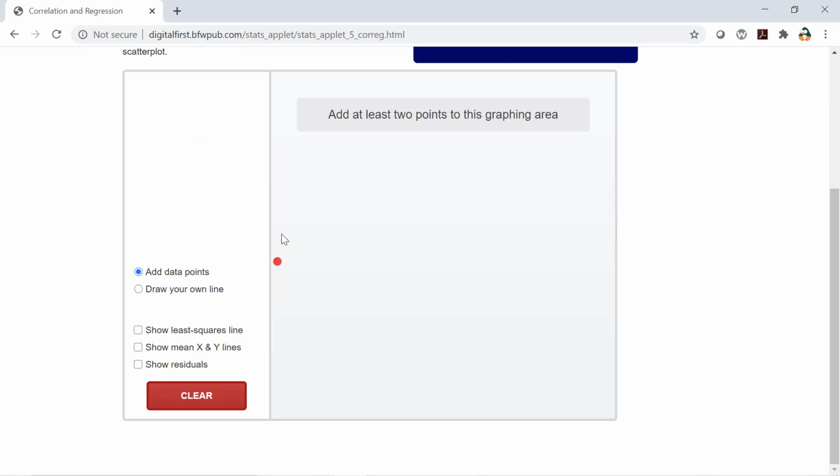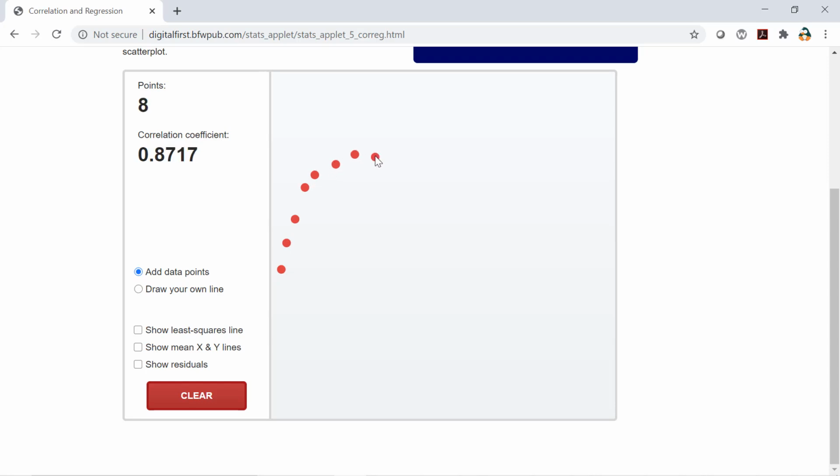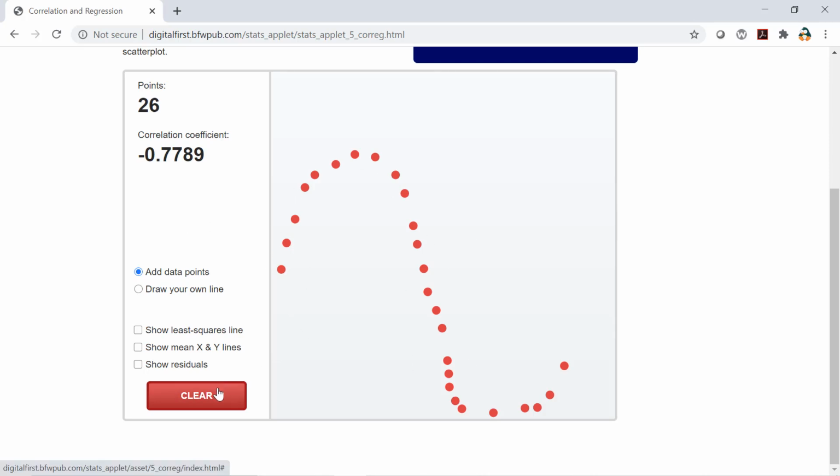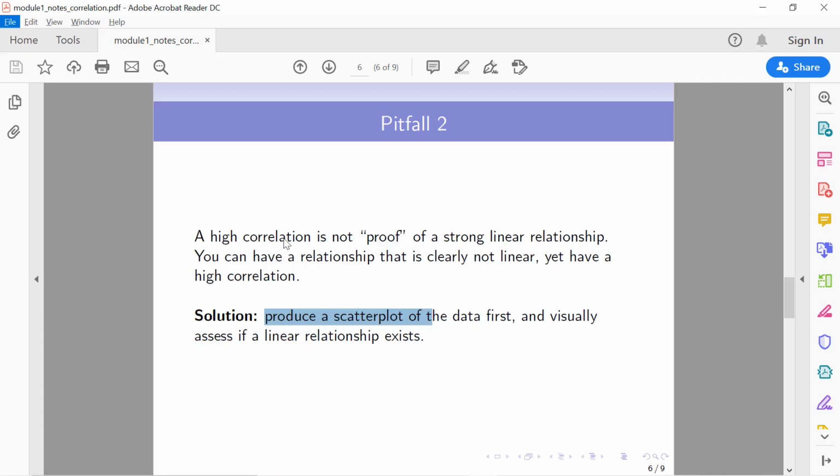So that's one example. Another situation, perhaps: this is pretty high as well, but this is more like a sine wave kind of shape. The fact that this is close to -1 doesn't mean that we have a strong negative relationship. Again, same story: look at the plot first to see if you have a straight line relationship. So, high correlation is not proof of strong linear relationship.